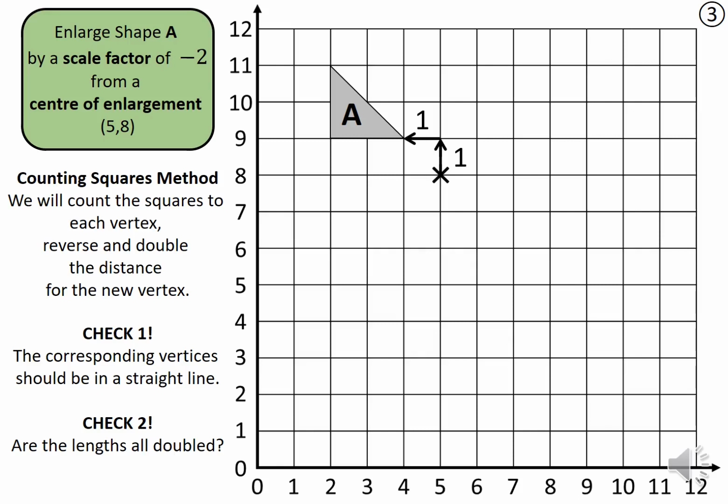And now because the scale factor is negative, I have to go 2 down and then 2 to the right. So I need to go in the opposite direction. And that is the position of the new vertex.